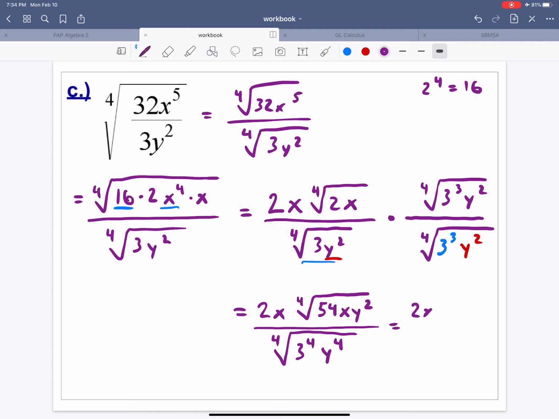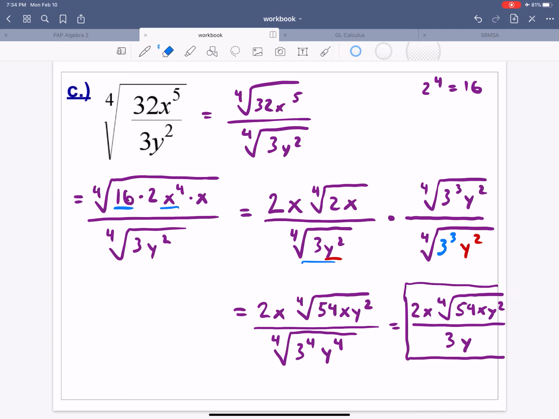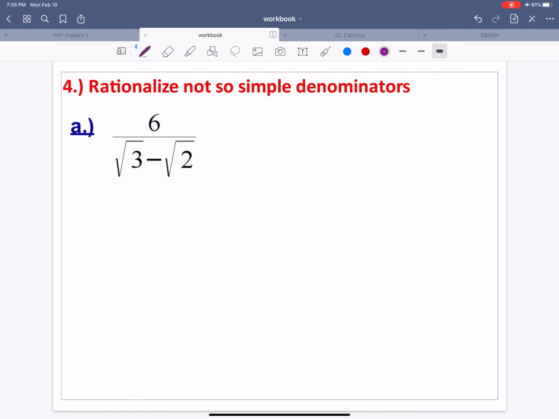And very clearly we can see that we did this correctly, because the bottom simplifies to 3y. So final answer would be 2x times the 4th root of 54xy squared all over 3y. Final answer.